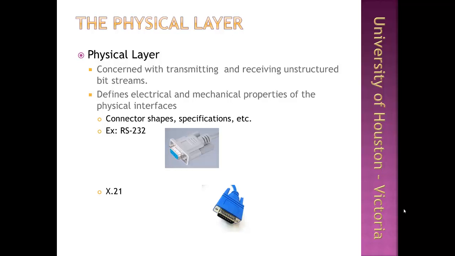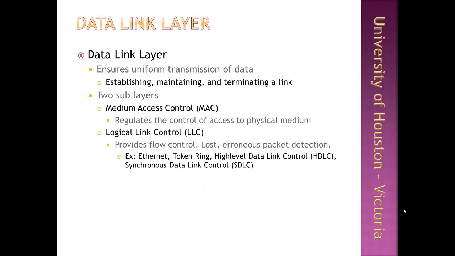For example, if you look at this picture in the middle, it's a picture of an RS-232 connector, which is essentially a serial cable or a serial connection. And the one underneath it, the blue connector, is called an X21 cable. These are actually the physical criteria and physical properties and mechanical properties of your physical layer.